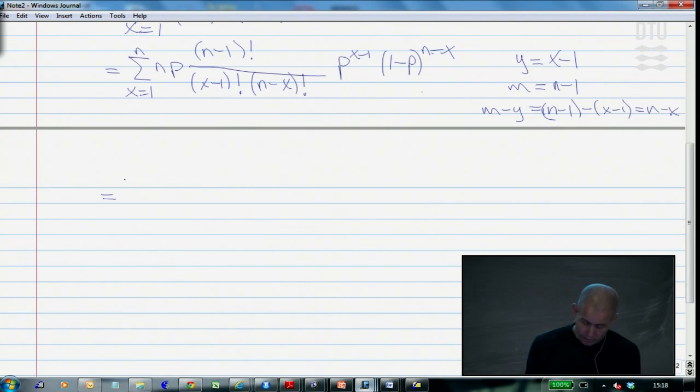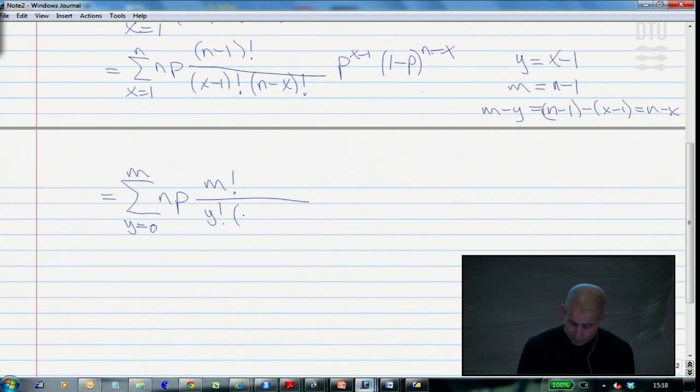If we do this little trick, then we are not summing x from 1 to n. We're actually summing y from 0 up to m. Still we have np. Instead of n minus 1 faculty, we have m faculty. Instead of x minus 1 faculty, we have y faculty. And then we have m minus y faculty. We have p to y, and we have 1 minus p to m minus y.